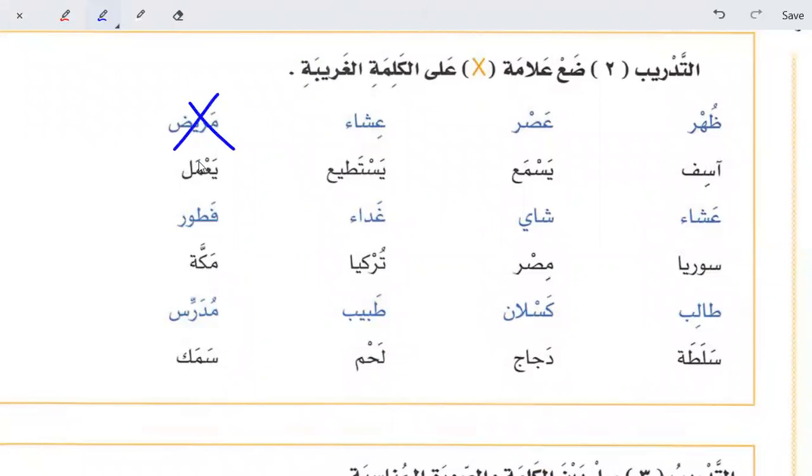Just like this. Yasmau, yastatiyu, yaman are the af'al, verbs. Asif is not a verb, so you'll put an X mark here. Asha, gada, fatur are the meals, but shai is not a meal. So you'll do this question like this.